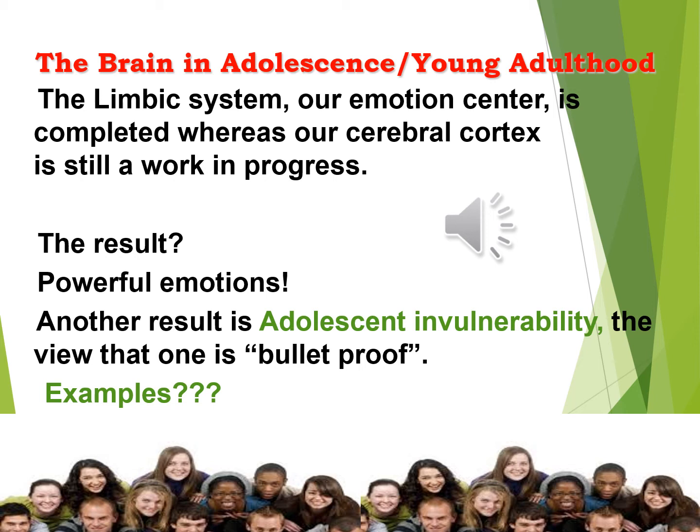Another outcome is the risk-taking associated with this. Let's consider adolescent invulnerability. Adolescent invulnerability is the perspective that one is bulletproof, that one can engage in all sorts of behaviors and nothing bad will happen. And as I just noted, risk-taking is often the common result. Think of your peers, or perhaps even yourself.